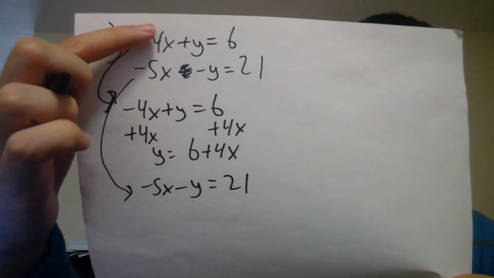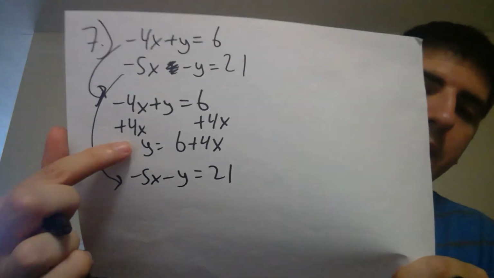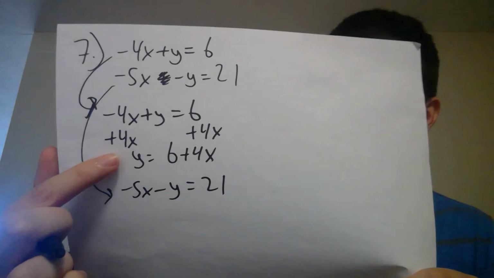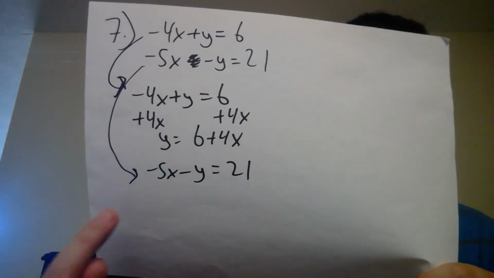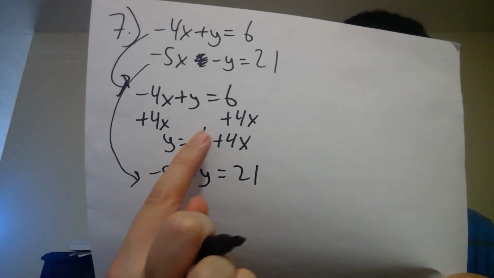So I started with this top equation. I got this y by itself. Once I did that right here, I then go to the other equation and I'm going to solve for x. And I know that. So now here, wherever I see a y, I'm going to sub this in for this y. So instead of negative 5x minus y equals 21, it's going to be negative 5x minus the quantity of 6 plus 4x equals 21.